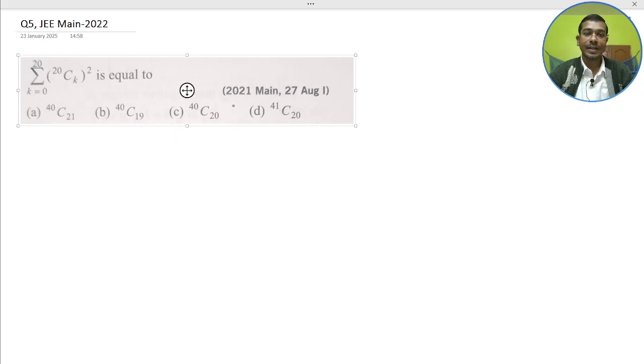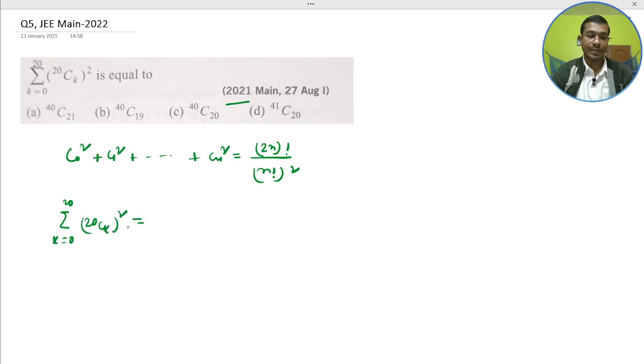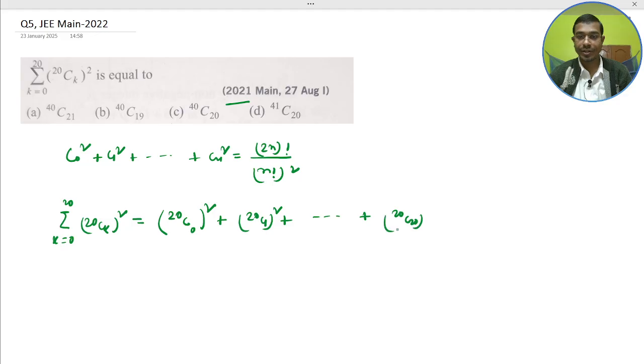Question number 5 is coming in JEE Main 2021. It says that the summation k = 0 to 20 of (20Ck) whole square is equal to what? This is another question. I just put you a lemma that c0 square plus c1 square plus ... plus cn square is equal to 2n factorial divided by (n factorial) whole square. We just discussed this in your chapter summary class. So using this, you have to find the summation k = 0 to 20 of (20Ck) whole square. First term 20C0 square plus 20C1 whole square plus ... last element 20C20 whole square.